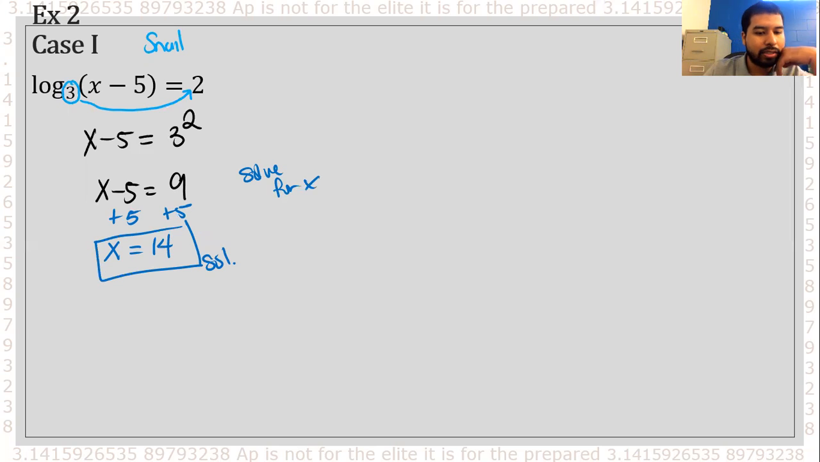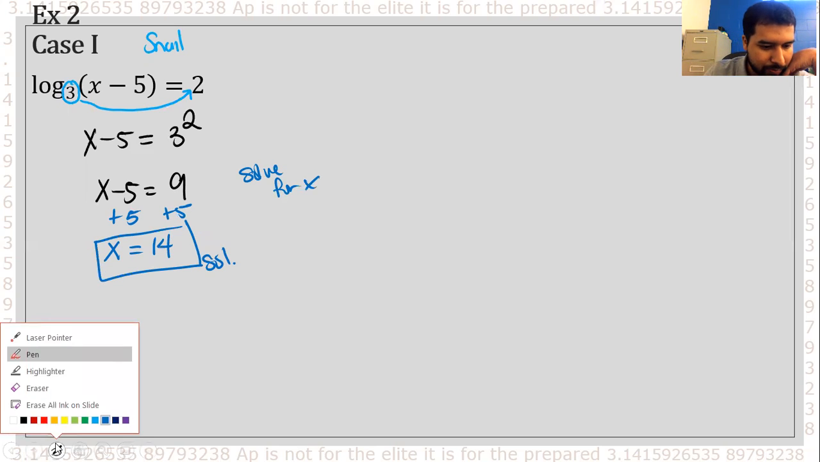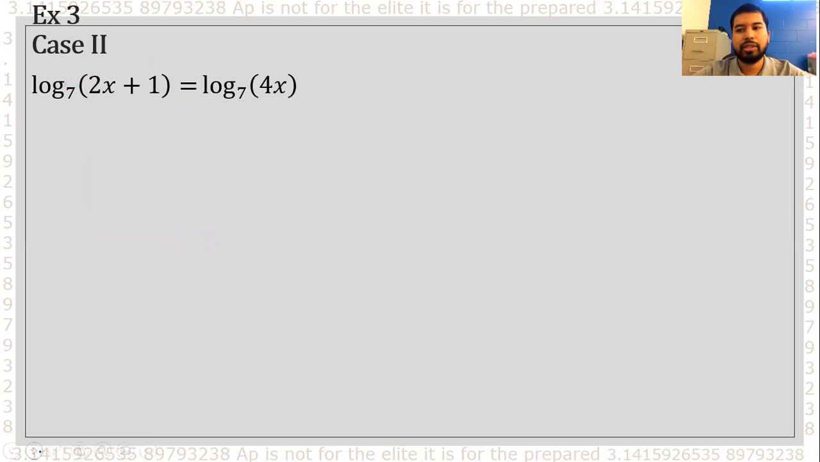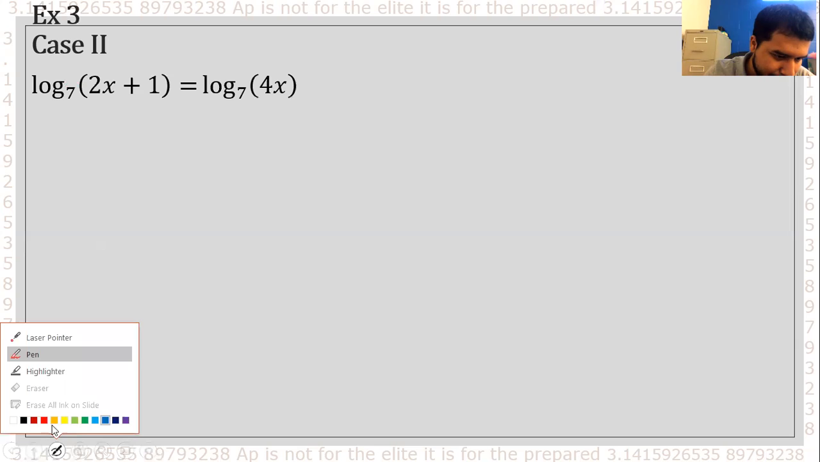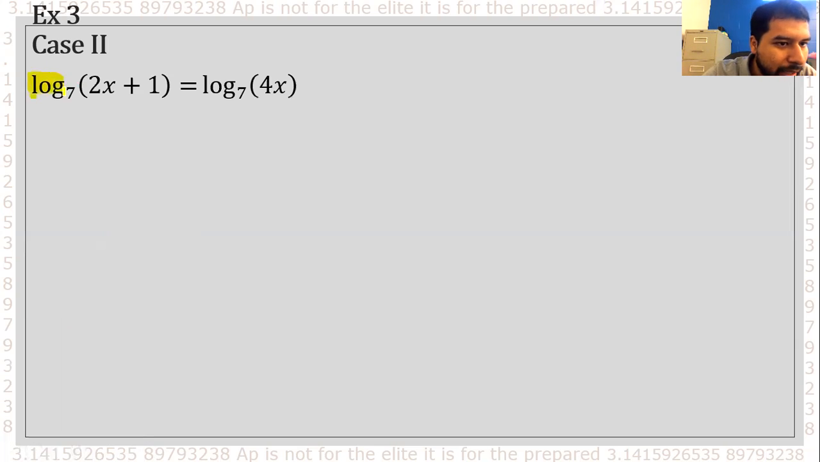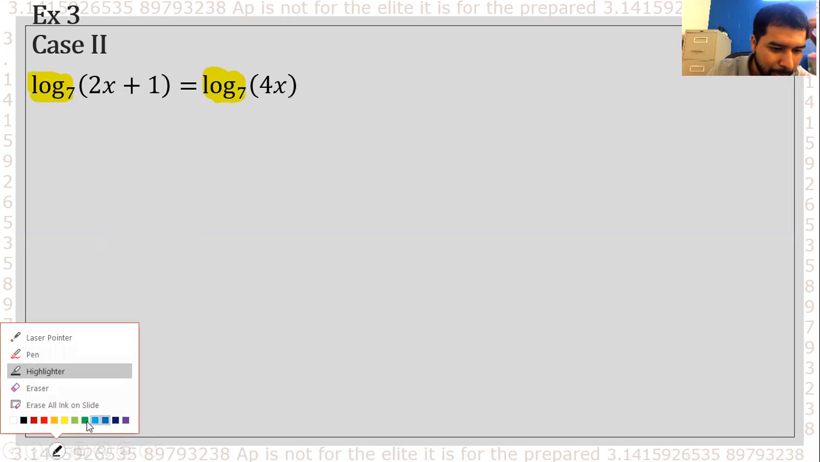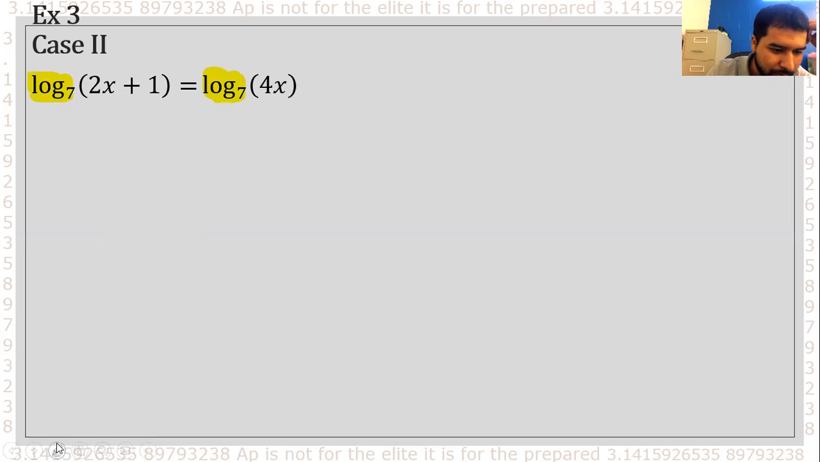Okay, let's try a case number 2. Case number 2 is important. Well, actually, they're my favorite, but they're important because we can see, get my highlighter, that these bases, log of 7, have the same base. So all I have to do is set the parentheses equal to each other.